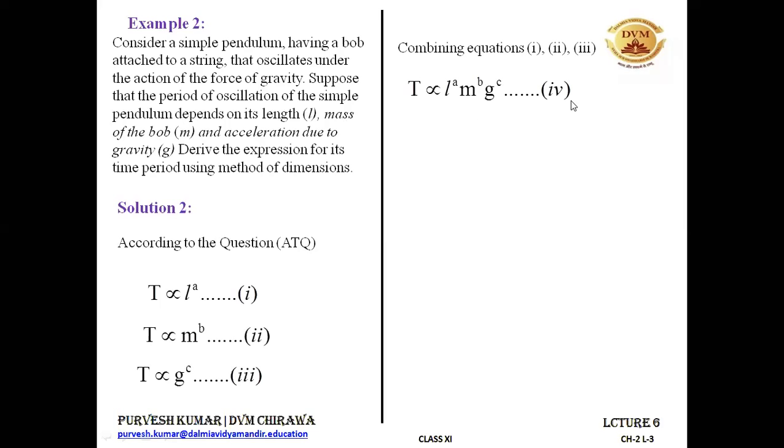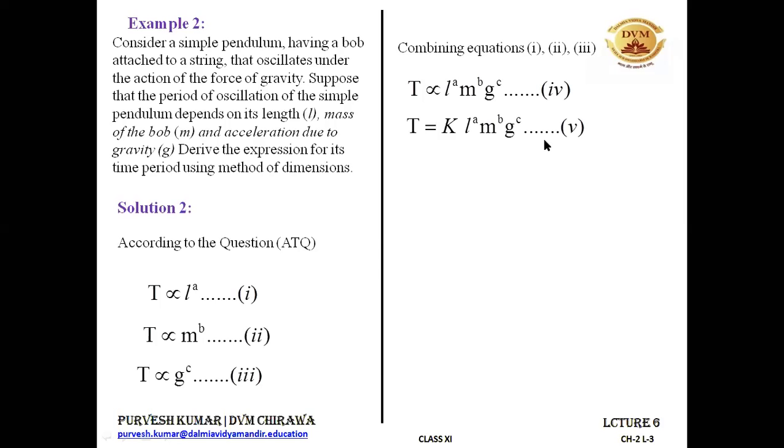All right. This is our equation 4. And when we remove this proportionality sign, there will be one constant denoted by K. So it becomes T is equal to K, L to the power A, M to the power B, G to the power C.